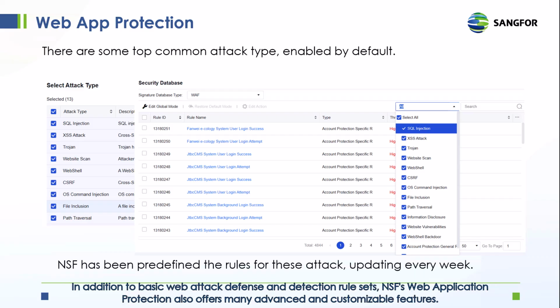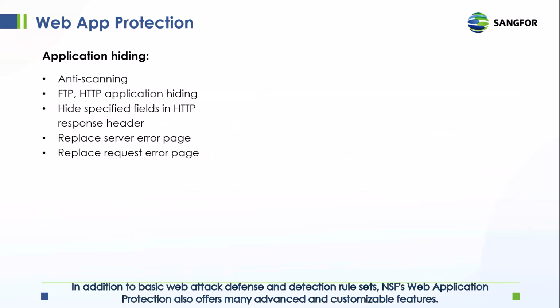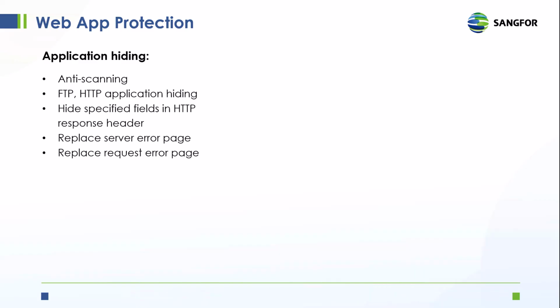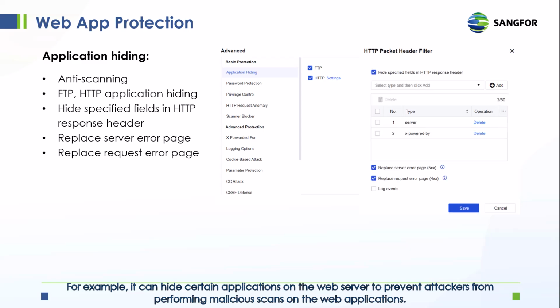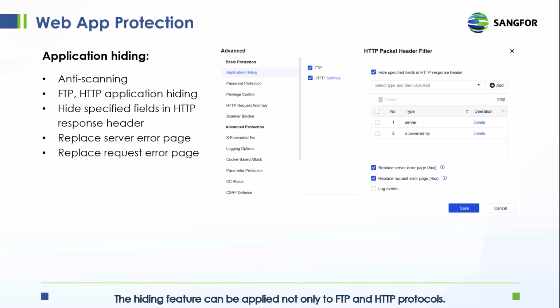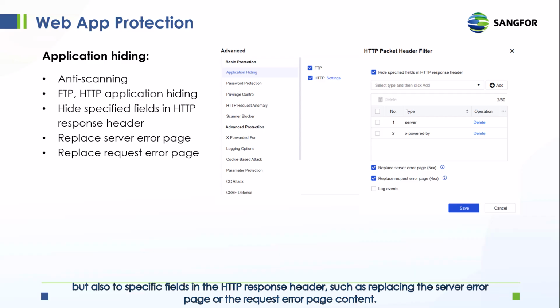In addition to basic web attack defense and detection rule sets, NSF's Web Application Protection also offers many advanced and customizable features. For example, it can hide certain applications on the web server to prevent attackers from performing malicious scans on the web applications. The hiding feature can be applied not only to FTP and HTTP protocols, but also to specific fields in the HTTP response header, such as replacing the server error page or the request error page content.